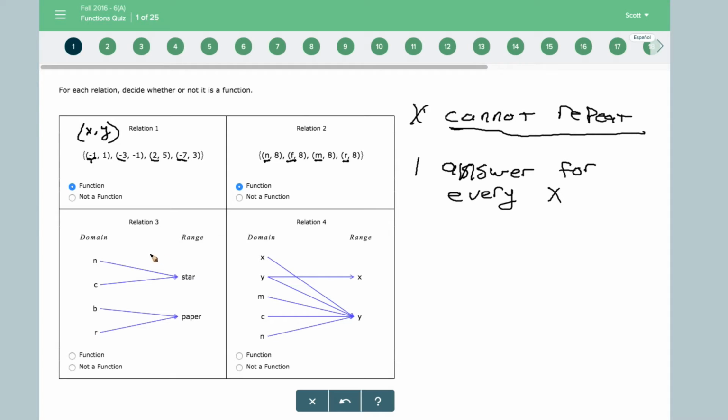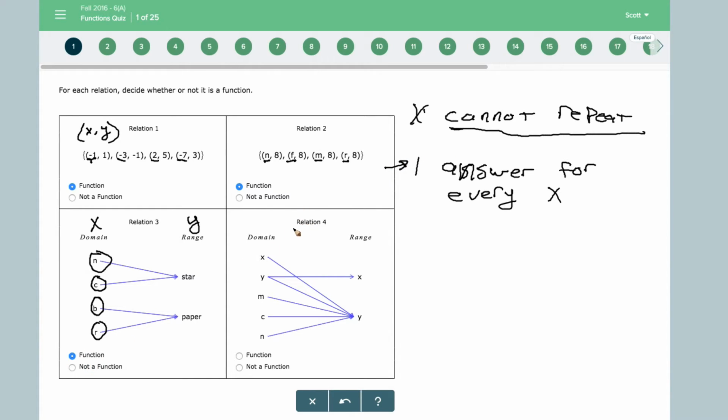Okay, next. Our domain is the same thing as our x, and our range is the same thing as our y. So we see there's only one answer for this x, one answer for this x, one answer for this x, and one answer for this x, telling us it is a function. As long as there's only one answer for each x.